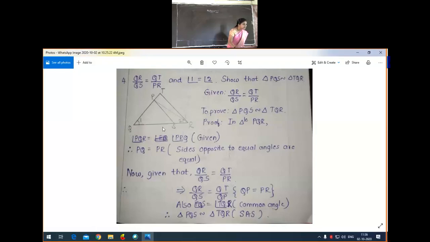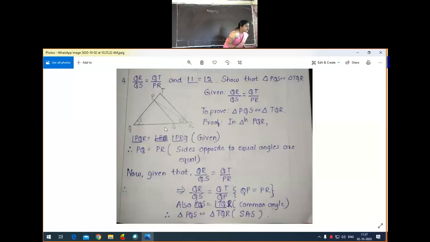This QR by QS is equal to QT divided by QP, and also angle 1, that is the included angle, is common for both the triangles. Therefore, this triangle PQS is similar to the big triangle TQR. Correct, no? Because we took the ratio, the two corresponding sides are in proportion.